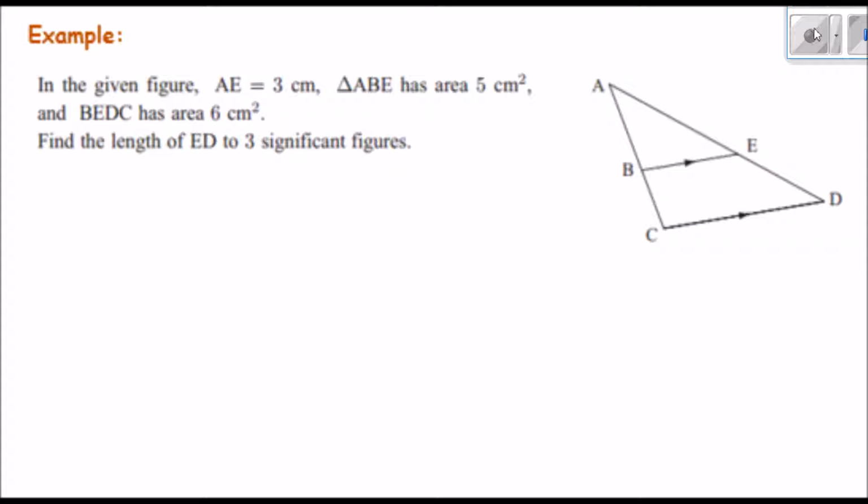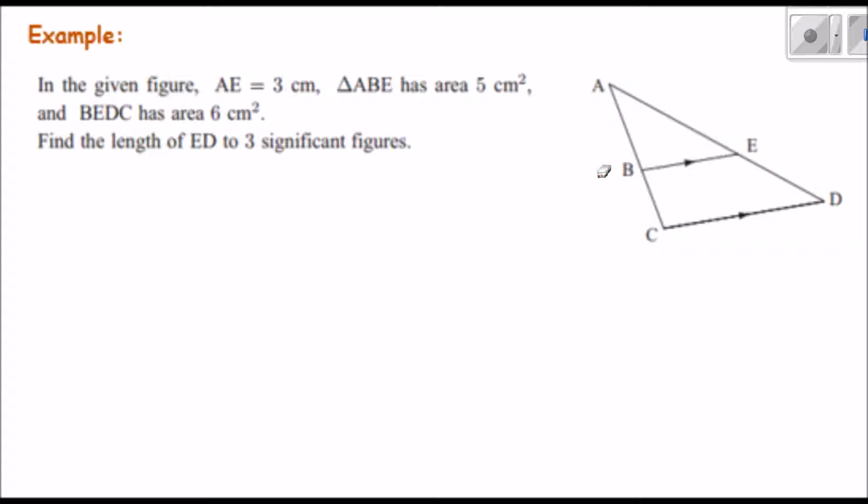So in this example, in the given figure, we seem to have some similar triangles going on. So in the given figure, AE equals 3. The triangle ABE has an area of 5 centimeters, that's this one here, centimeters squared, sorry. And BEDC, notice that's not the other triangle. That's what I mistakenly thought. I thought it was the other triangle, but I'd look carefully. BEDC is this quadrilateral. So it's this trapezoid here is equal to 6 centimeters squared.